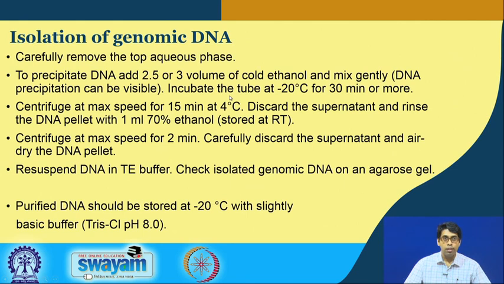So, now we can carefully remove the top aqueous phase, which contains the DNA, and it can also contain some other contaminants. So, we have to now purify the DNA from this, and it is done by selectively precipitating out DNA using cold ethanol. So, this aqueous solution is mixed with cold ethanol, and this ethanol is something that is chilled at -20°C and it is mixed. So, now the DNA starts forming precipitate.